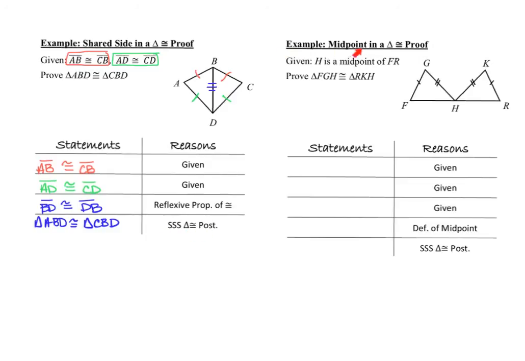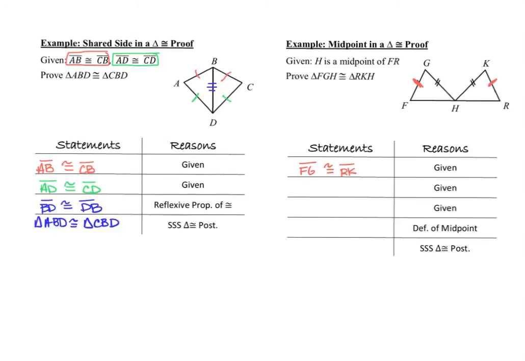Let's take a look at this next example. So this is going to be midpoint in a triangle. We're given that H is the midpoint of FR. So here's H, it's the midpoint of FR. We're going to prove that triangle FGH is congruent to RKH. First, we have to write our given statements, and I'm going to go ahead and go with what the diagram is telling us. So there's a mark here and a mark here. So I know that segment FG is congruent to segment RK.